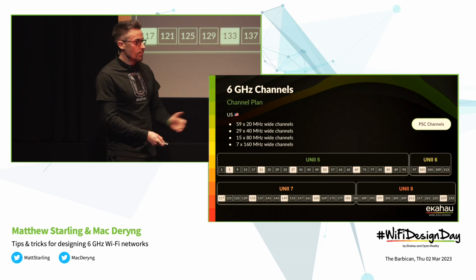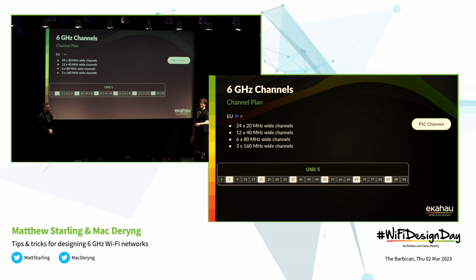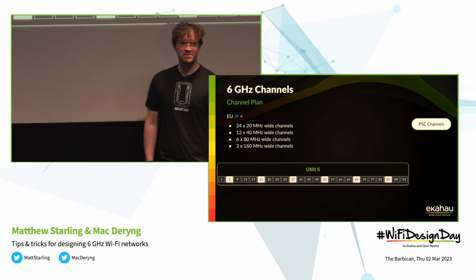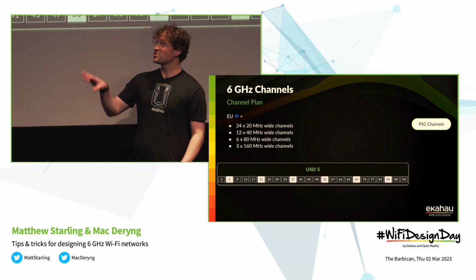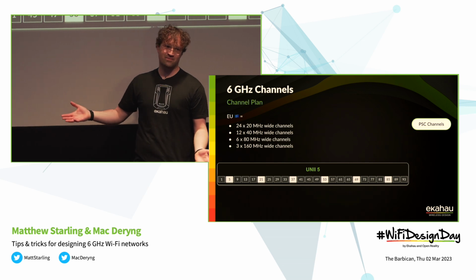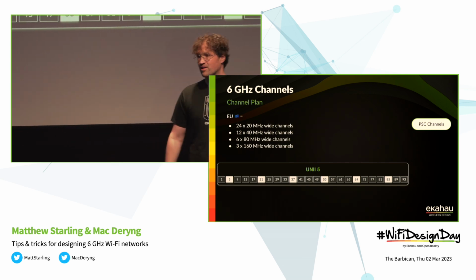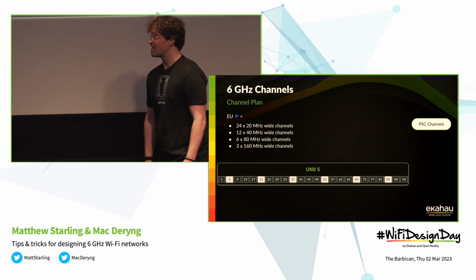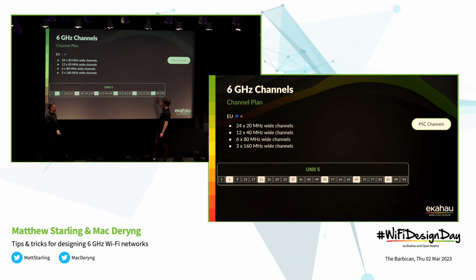But again, Mac, if you can just recap the EU, what are we doing? Yeah, so we are not as lucky in the EU and the UK as the chaps in the States, because we don't have 59 channels in the 6 gigahertz spectrum band, we have 24, which equals half a gig of spectrum, roughly. That's what we have access to instead of 1.2 gig. And also we have PSC channels here, but not too many. Just 1, 2, 3, 4, 5, 6 of them. That's all we have to play with in the EU.